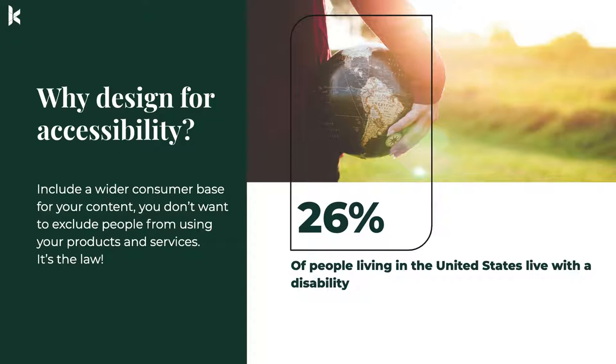According to the CDC, 26% of people living in the United States, sorry, I'm a United States person, I should have thought about that when I put in the stat, but it's pretty global, for North America, 26% of people live with a disability. That's 1 in 4, that's 61 million people in the United States. So remember that there are all kinds of disabilities. There are situational disabilities, temporary disabilities, and unseen disabilities.